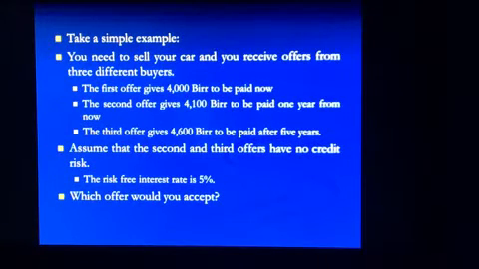We will take a very simple example. Here is a very simple example. You need to sell your car and you receive offers from 3 different buyers. The first buyer offers you 400,000 birr, or you can say $400,000, to be paid now.